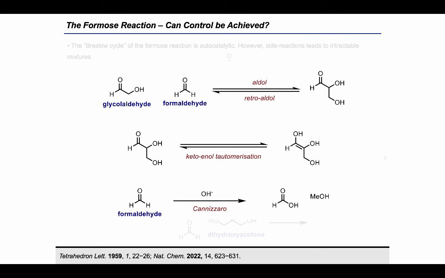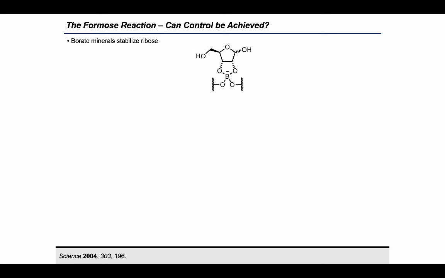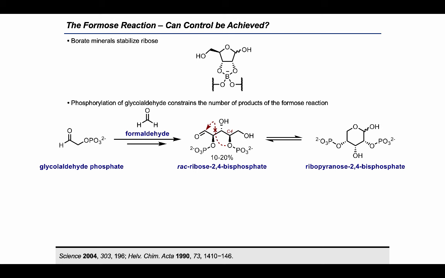Despite considerable effort, control over the formose reaction has not been achieved. Some modifications to the formose reaction that researchers have attempted include the use of borate minerals to try and stabilise diols, and therefore ribose itself, or, more promisingly, using phosphate almost as a prebiotic protecting group in order to limit the chemistry that can occur.